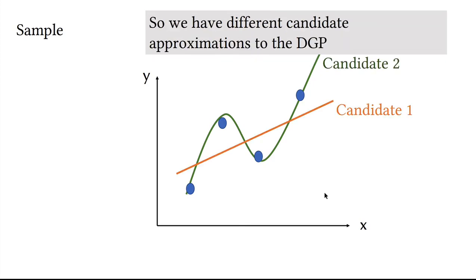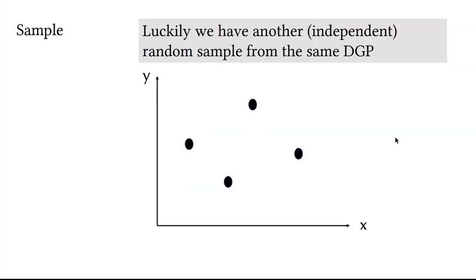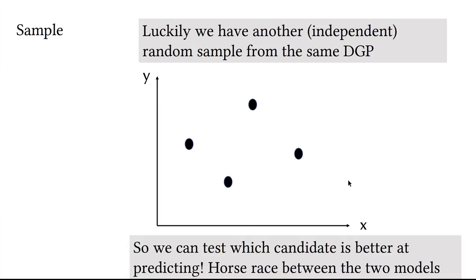Now we have 2 candidates. Candidate 1, a straight line, or candidate 2, this higher order polynomial. Now, which one is better? We don't know. We don't know the true data generating process. But fortunately, we have another independent random sample from the same data generating process. So we can basically ask, which of the 2 candidates is going to do better at prediction? Let's do a horse race between the 2 models.